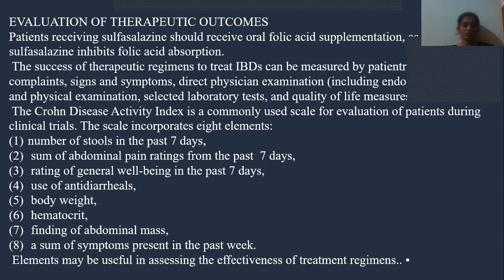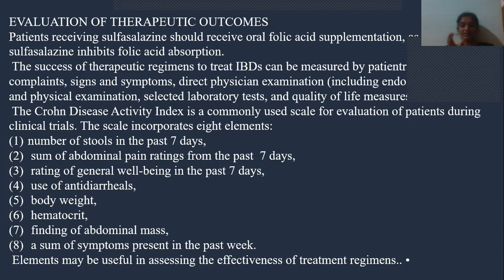So there is an index called the Crohn's disease activity index. It uses a kind of scale to evaluate the patients receiving this drug in the clinical trial. So what is this scale? The Crohn's disease activity index includes 8 elements.